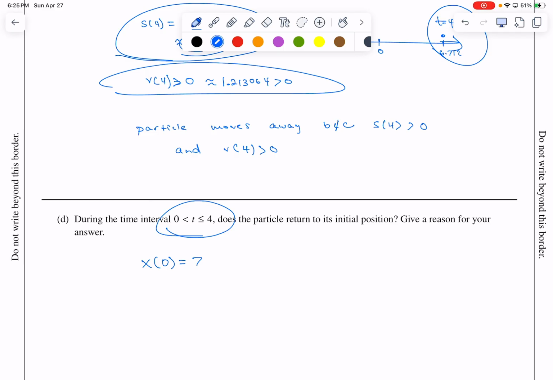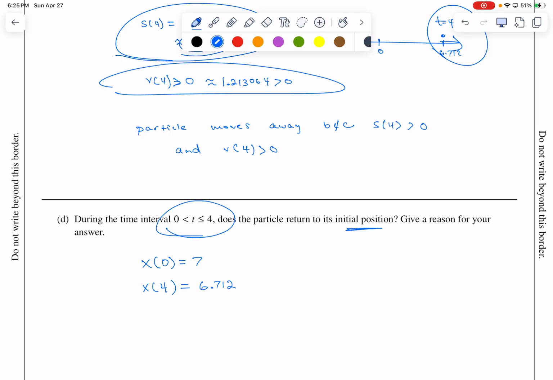Okay, so here's what I would do. During the time interval from 0 to 4, does the particle return to its initial position? Give a reason for your answer. We know x of 1. Did we not find x of 1 in one of these? What did we find? We found x of 4. What was x of 4 from the previous problem? 6.712. That's from part C.